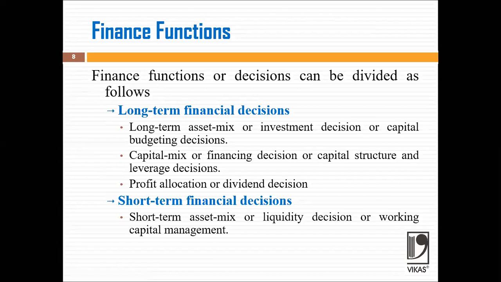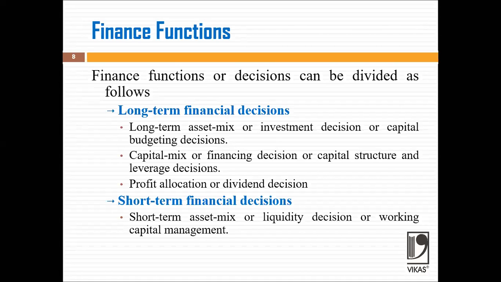Finance function or decisions can be divided as follows: long-term financial decisions and short-term financial decisions. In the balance sheet, on the asset side, there are mainly two things. The first one, at the top, we can find non-current assets. Under non-current assets, property, plant, equipment, and long-term investments, right? Those are the long-term assets. And at the bottom of the asset side in the balance sheet, we can find current assets, which we can realize within 12 months. That's short-term assets, right?